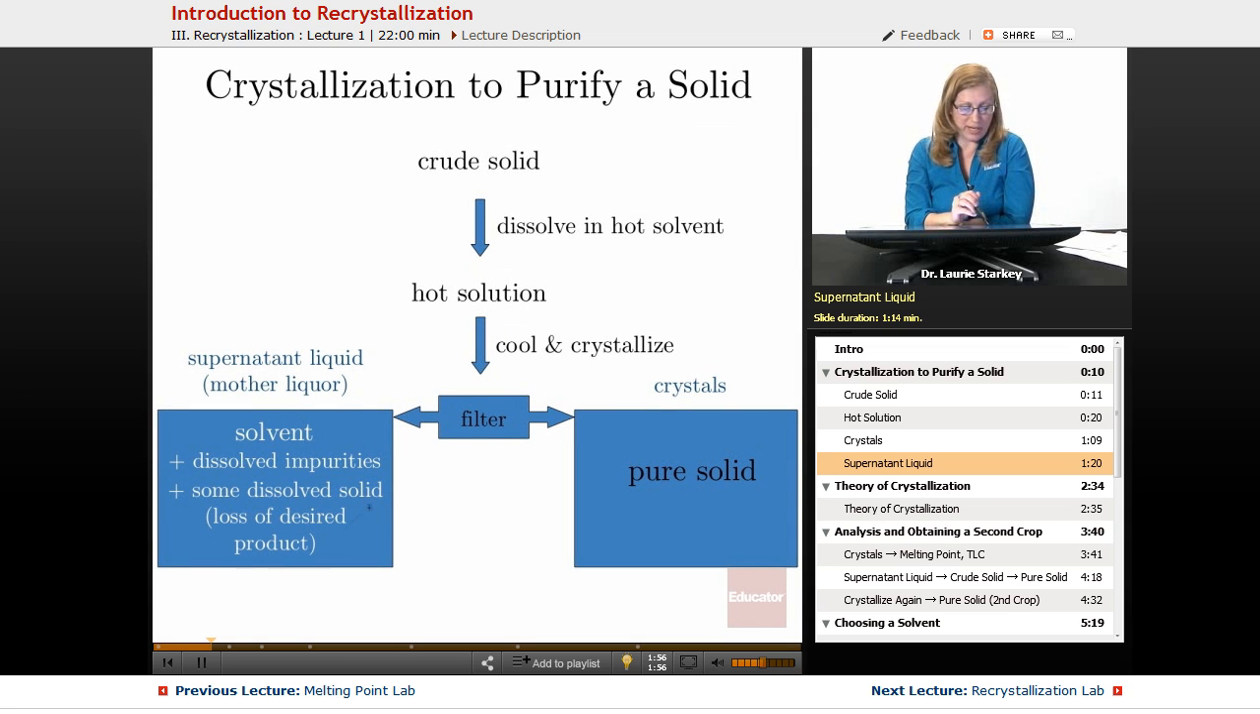But we're also going to have some dissolved solids. So our desired product has high solubility in hot solvent, but when we cool it, it's unlikely to have zero solubility in the cold solvent. It's just going to have a lower solubility. So when the crystallization is done, some of our product is still going to remain dissolved in the solution, and so that's important to recognize: every crystallization process results in the loss of some product. But the goal is that even though we have less product now, it's going to be more pure.